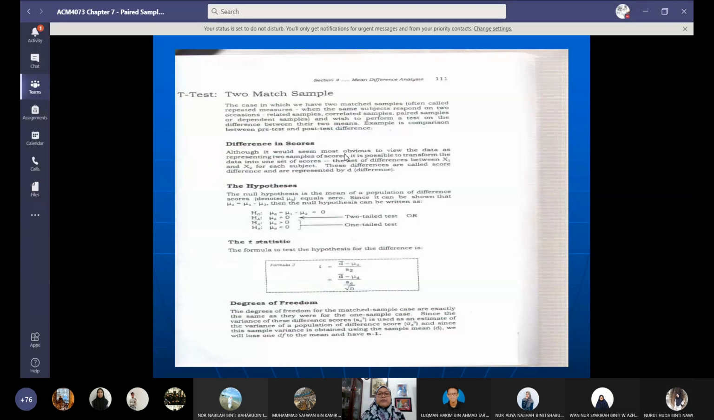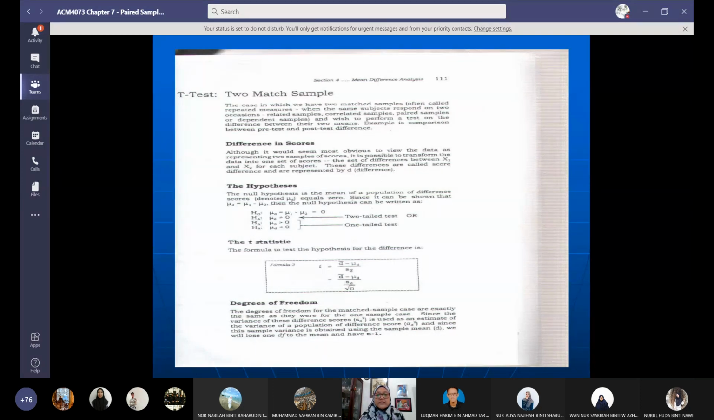Although it would seem most obvious to view the data as representing two samples of scores, it is possible to transform the data into one set of scores, the set of differences between x1 and x2 for each subject. These differences are called difference scores and are represented by D, the differences between the scores.